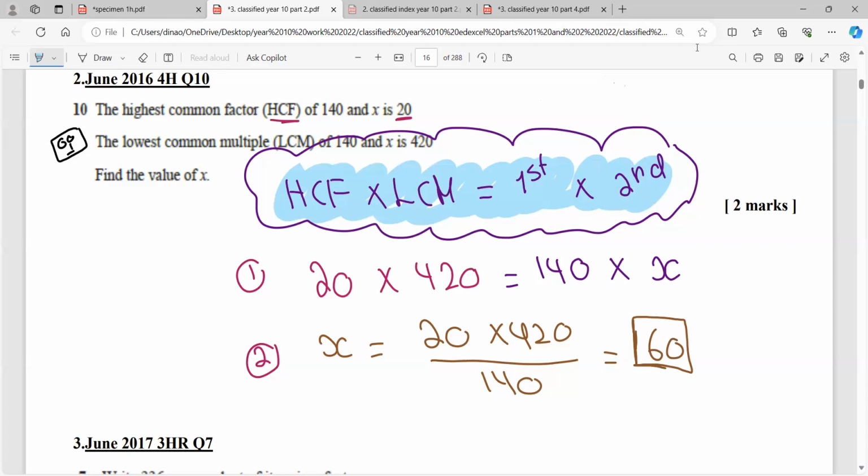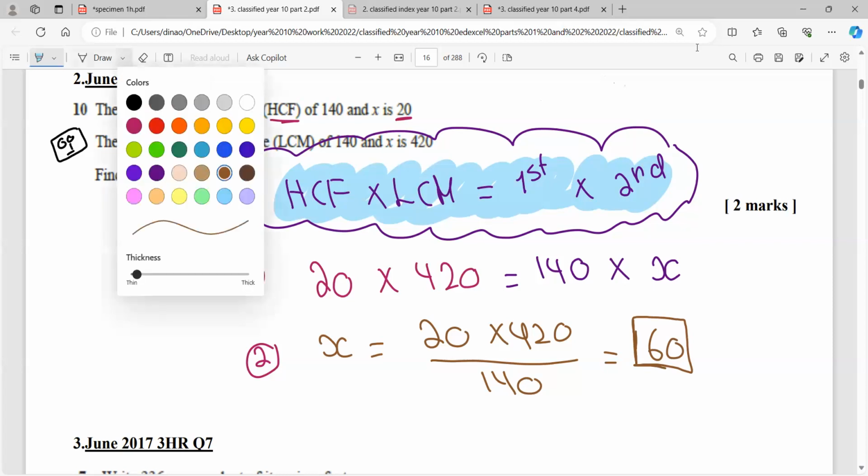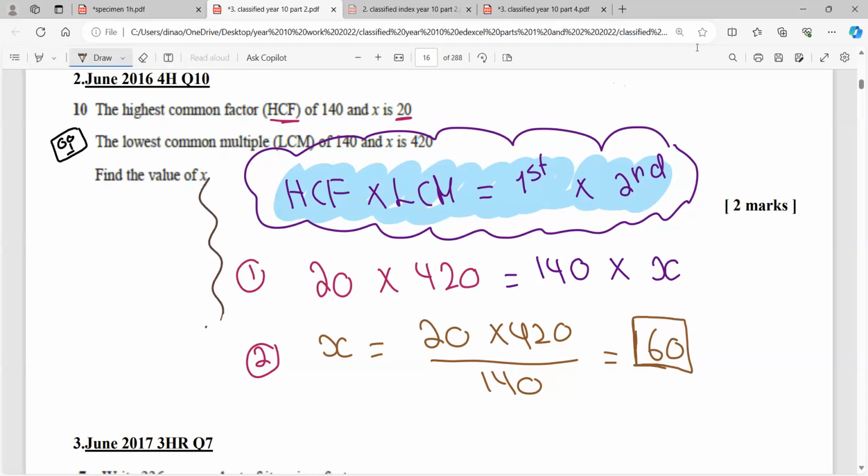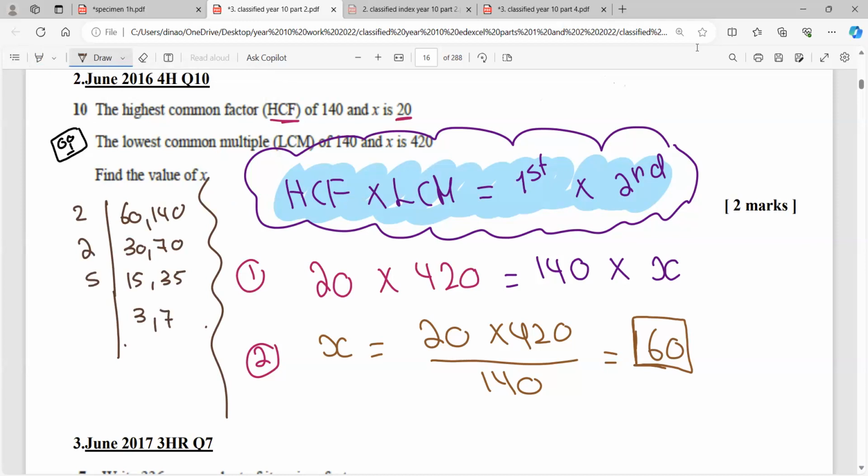If you are not sure about it, let's do it together and check. Both numbers now are 60 and 140. Let's find the HCF. I will divide both by 2, ending up with 30 and 70, both by 2, ending up with 15 and 35, both by 5, ending up with 3 and 7.